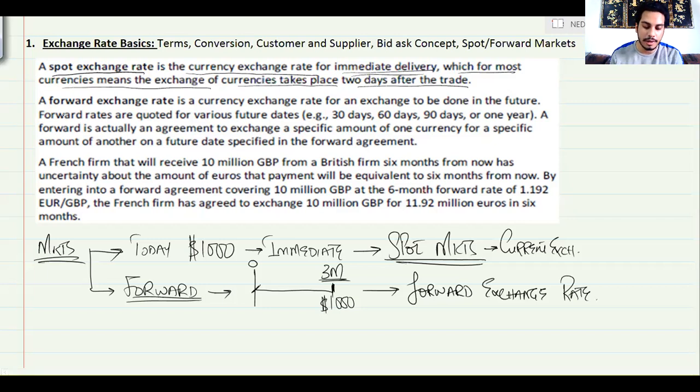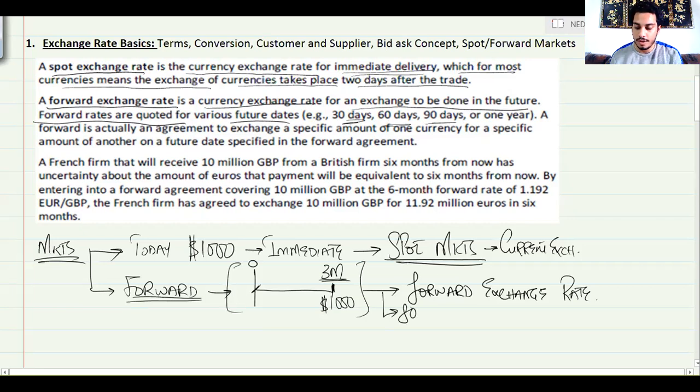So I'm reading the forward paragraph. A forward exchange rate is a currency exchange rate for an exchange to be done in the future. Forward rates are quoted for various future dates. There are forward rates for 30 days, 60 days, 90 days. Like in our case, we would have used which forward rate? You would have used a forward rate of 90 days.